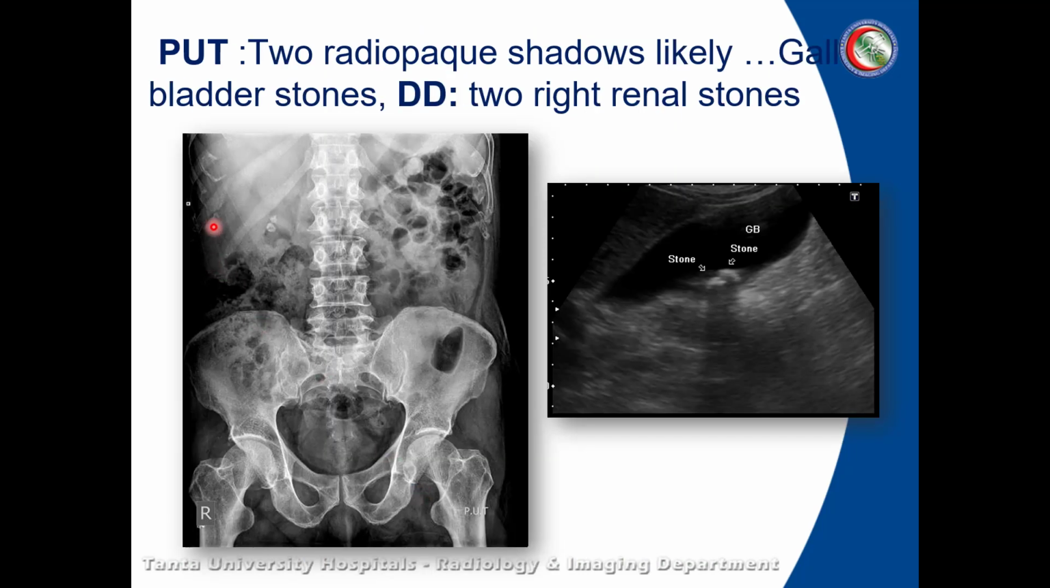Another example, this is PUT as no contrast could be detected in the image. There are two radio-opaque shadows also in the right hypochondrium, maybe two right renal stones or two gallbladder stones. However, a complementary ultrasound is done showing it is gallbladder stones, which is this black structure showing two stones inside.